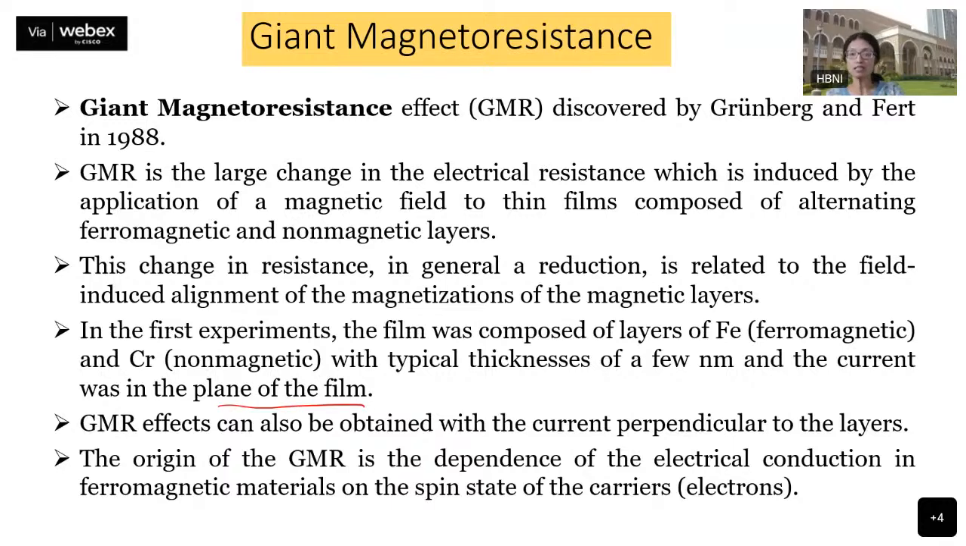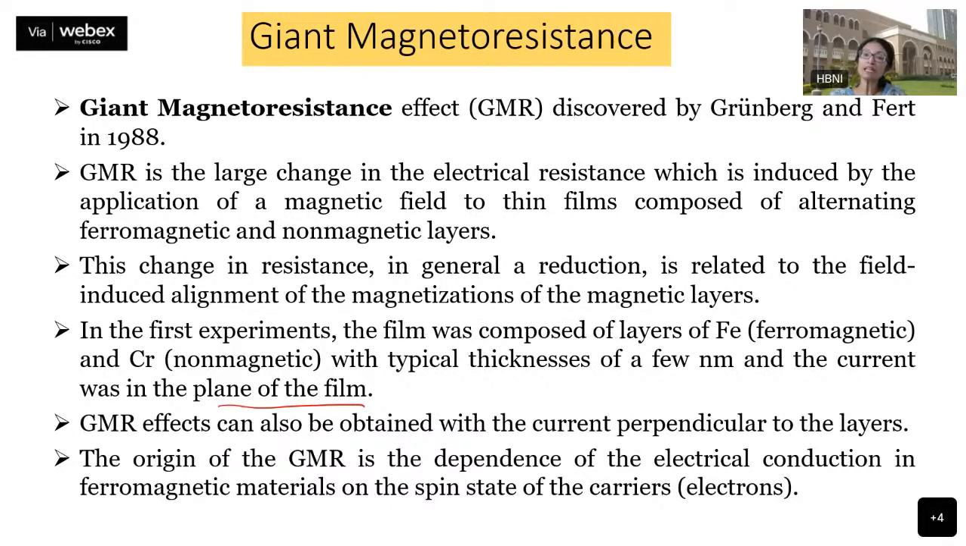But please note that this magnetoresistance effect can also be obtained when you have a current which is applied perpendicular to the layer, to the plane of the layer. So what is the origin of this giant magnetoresistance? It is the dependence of the electrical conductivity of the ferromagnetic materials on the spin state of the carriers, and the carriers in these cases are nothing but electrons.